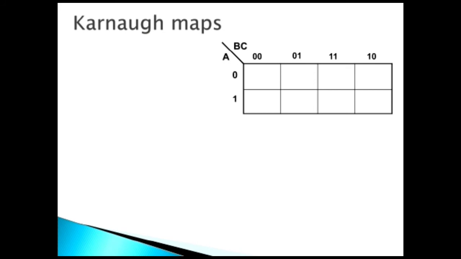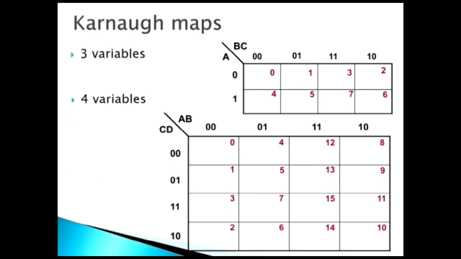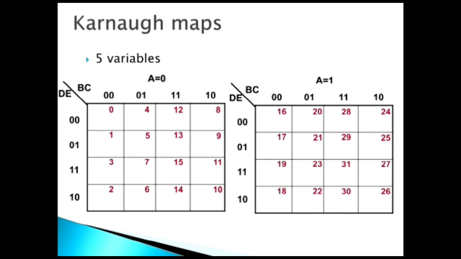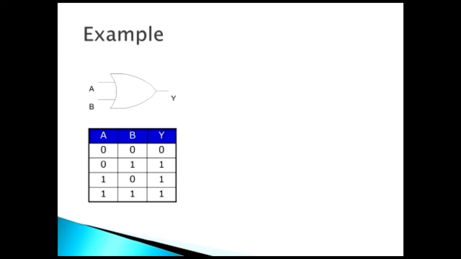This K-map shows the 3 variables, and this is the 4 variable K-map, which can be pictorially shown like this. This is the 5 variable K-map, which can be shown like this diagram. This is the 6 variable K-map represented in this way. Now let us discuss an example.